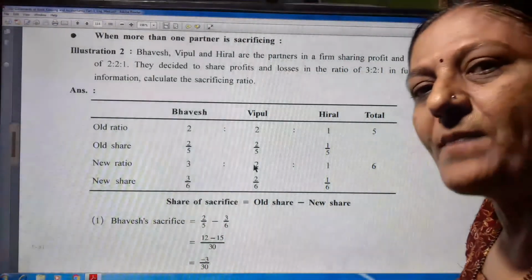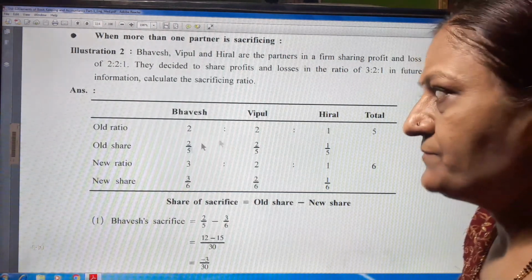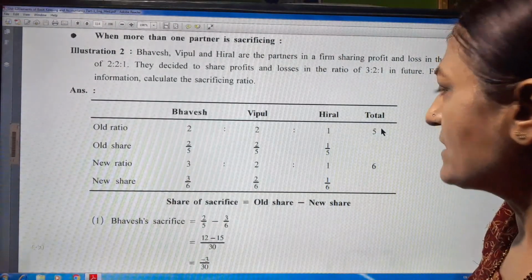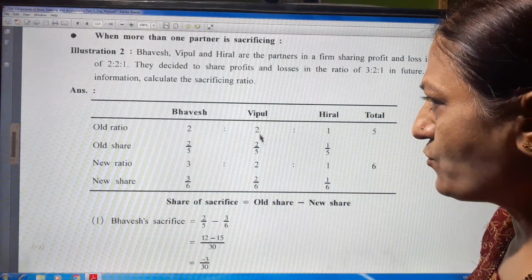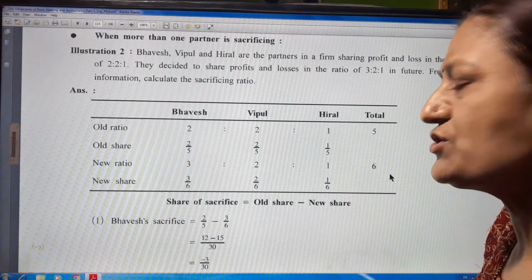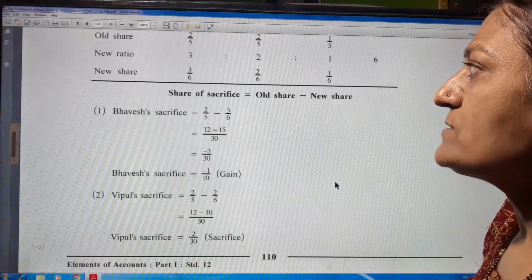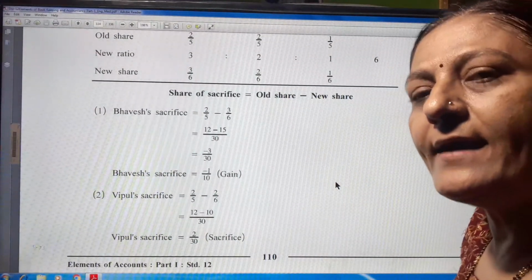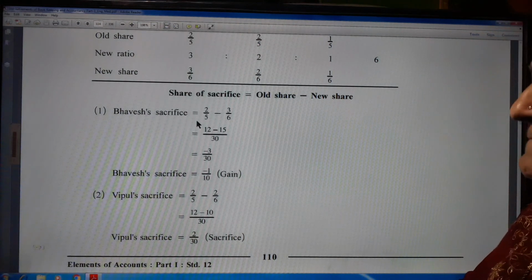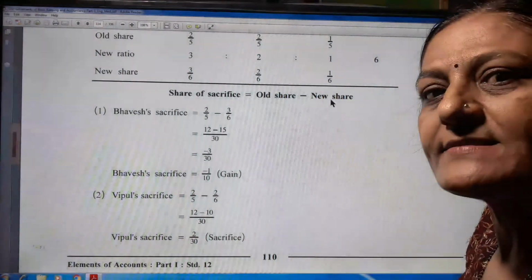First of all, we write all the partners' names, Bhavesh, Vipul, and Hiral, and their total portion. Old ratio 2:2:1 means 2 plus 2 plus 1 is equal to 5. Now old share is 2/5, 2/5 and 1/5. Now the new ratio given in our question is 3:2:1, which means 6. So 3/6, 2/6 and 1/6. Now we write the formula: share of sacrifice is equal to old share minus new share.